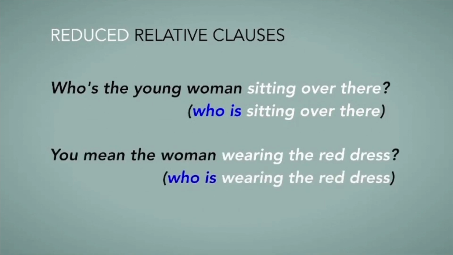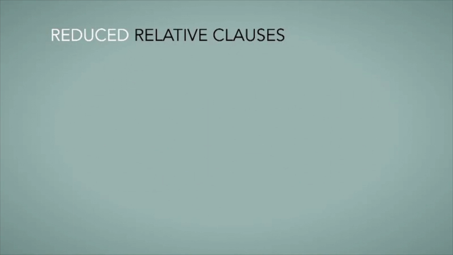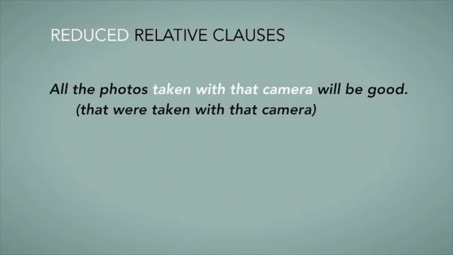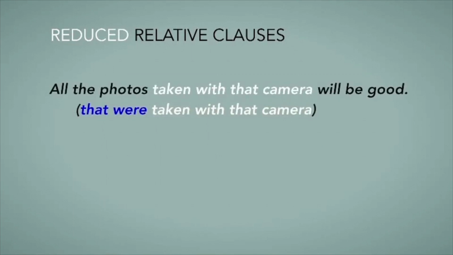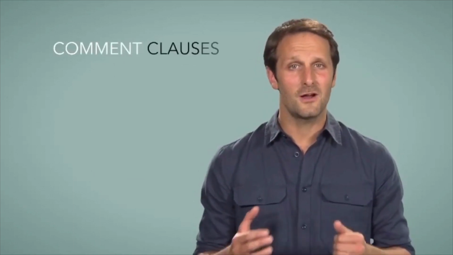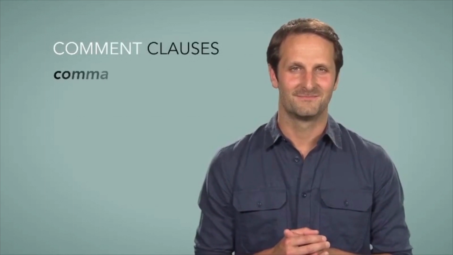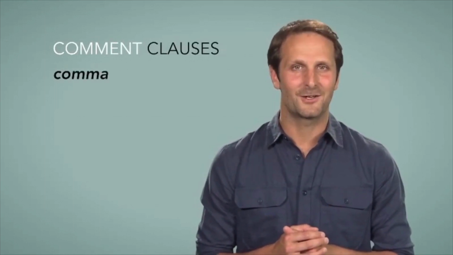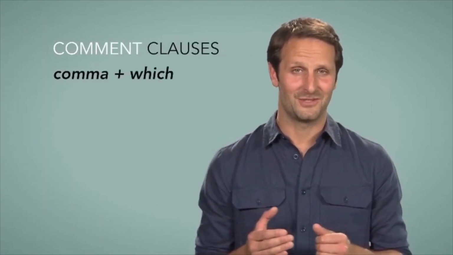And a past participle for passive verbs. All the photos taken with that camera will be good. Their parents, retired now, live in Spain. Finally, if you want to comment on the whole of the main clause, you can use a comment clause after a comma. You always begin a comment clause with which.